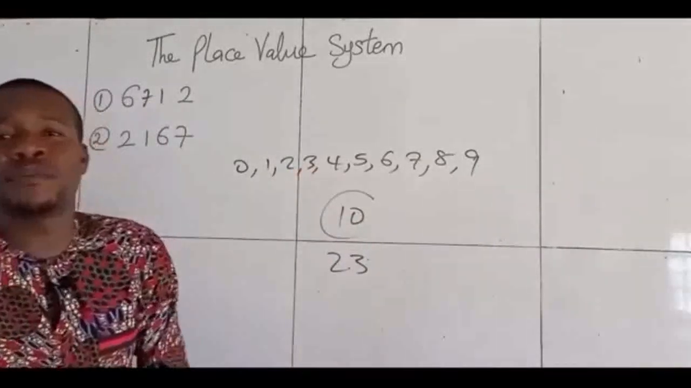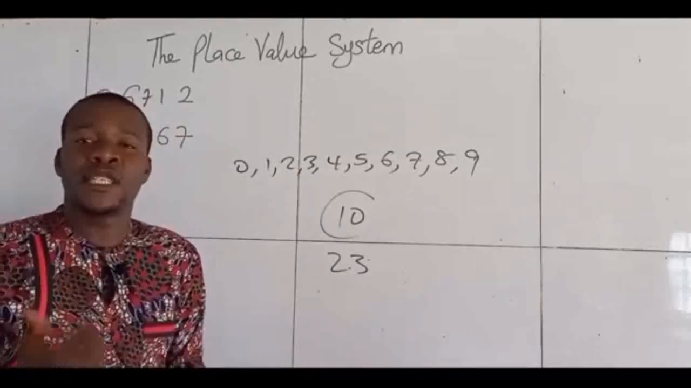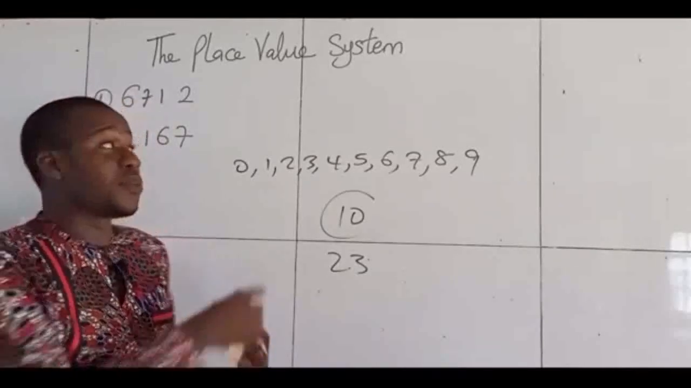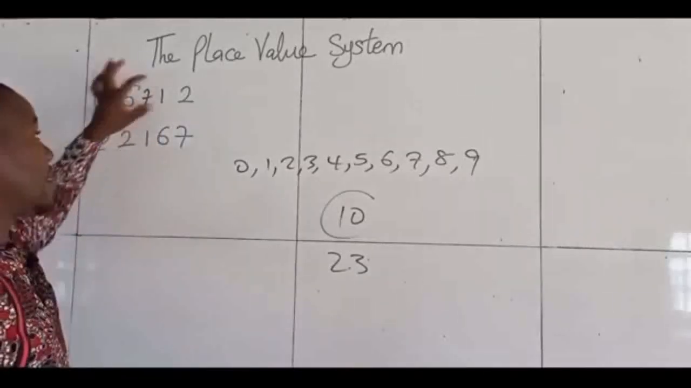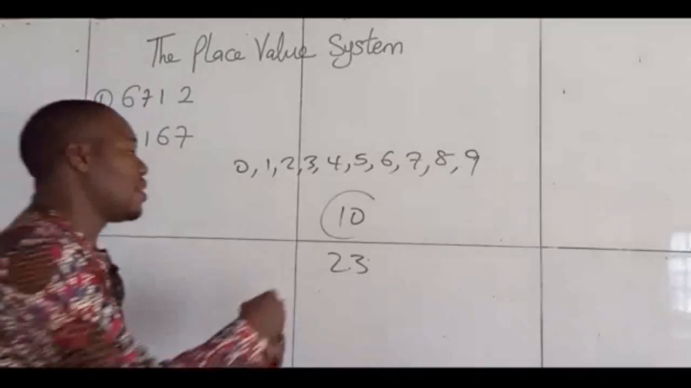So while dealing with numbers, there are cases where digits are found in different positions. And these positions determine the value of the digit. And that is what we call the place value system. And that is why this number is different from this number. So let's talk about their place value.